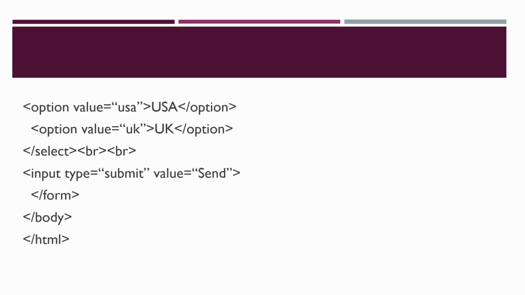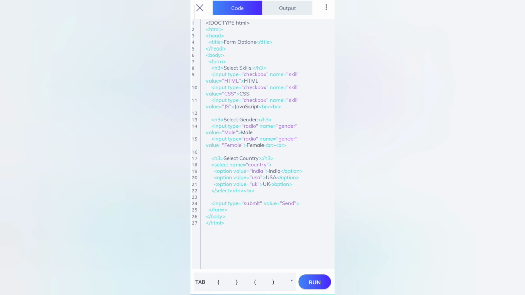Option value equal to USA, and the next option for UK. Then I close the select. Then I use again two breaks. Then input type equal to submit, value equal to send. Then I close all, form, body, HTML. Let's run the code and we'll check how it's going to work.